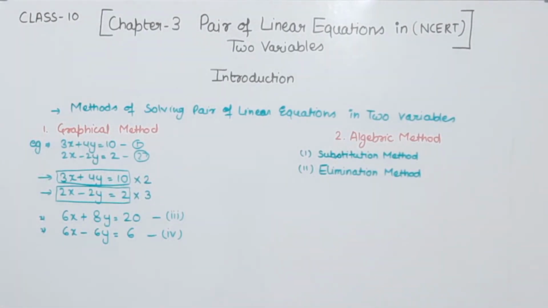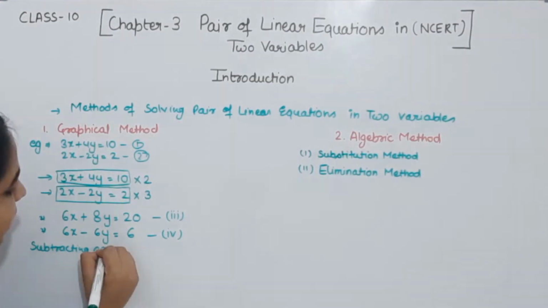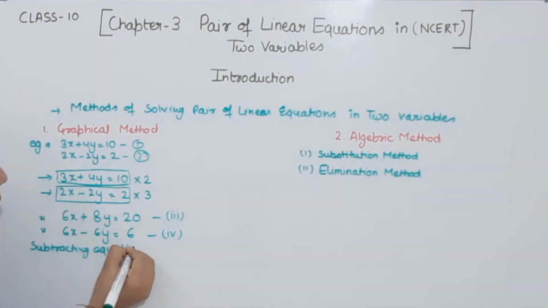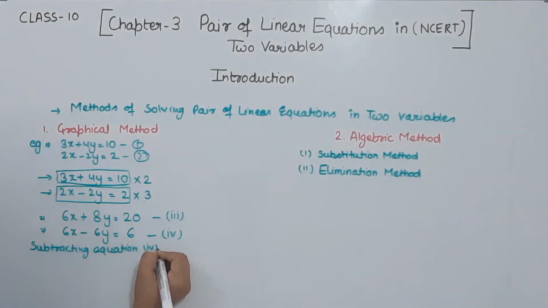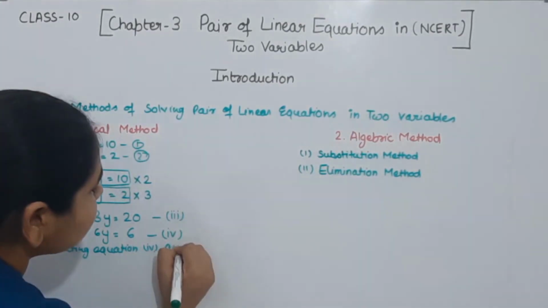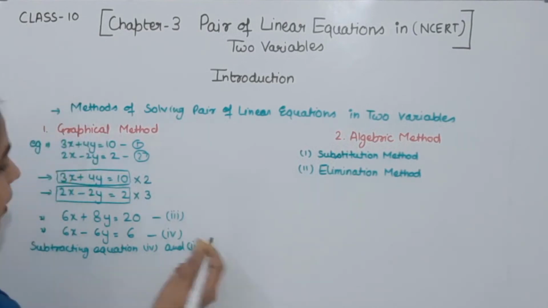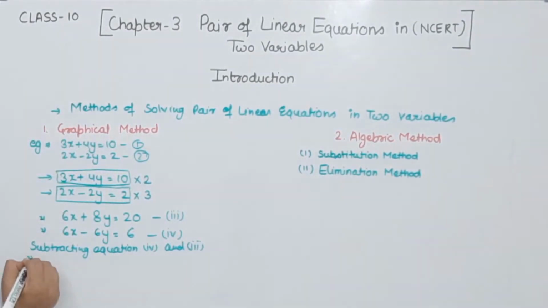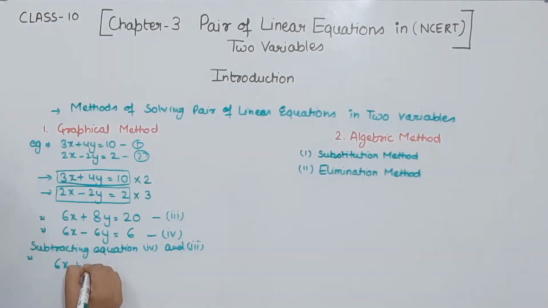Now we are going to subtract. I'm going to write here, subtracting equation 4 and 3. We are subtracting these two. So we are going to write here, this one is 6x plus 8y is equal to 20 and 6x minus 6y is equal to 6. We are going to subtract this one.